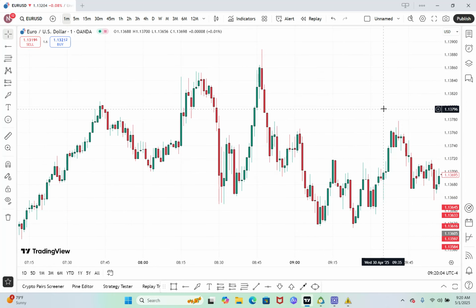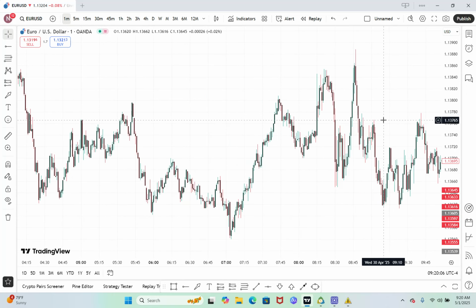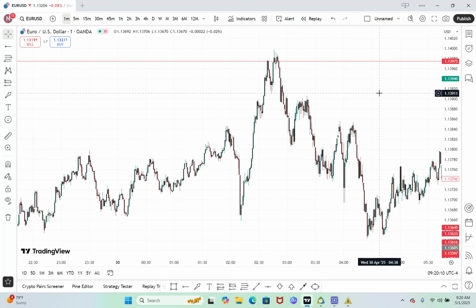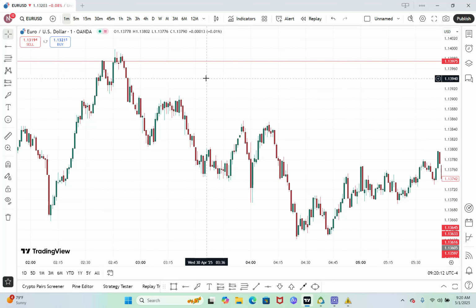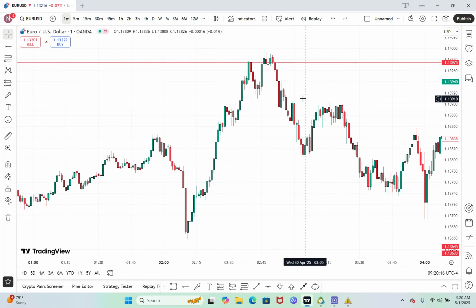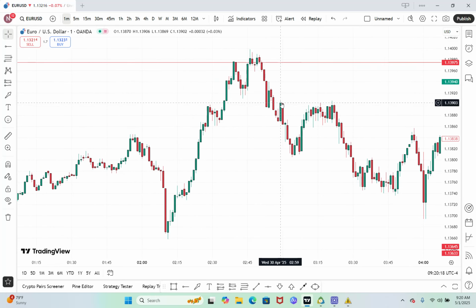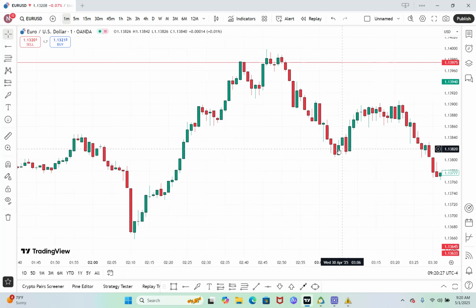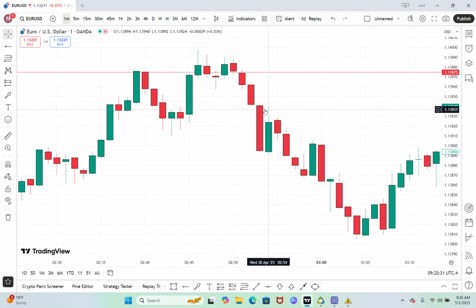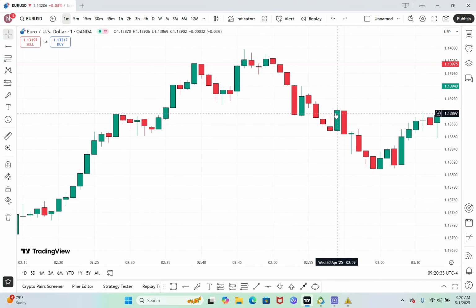So all we're doing is looking for areas where sellers were in control of the market. This area right here, sellers were in control of the market, pushing the market down. This is the area right here. We zoom it up. As you can see, this area right here. Let me see.